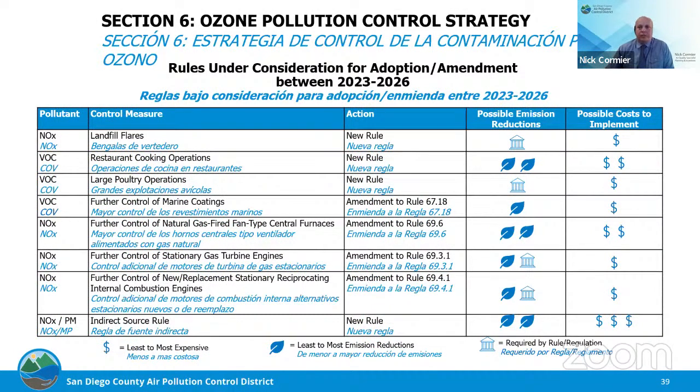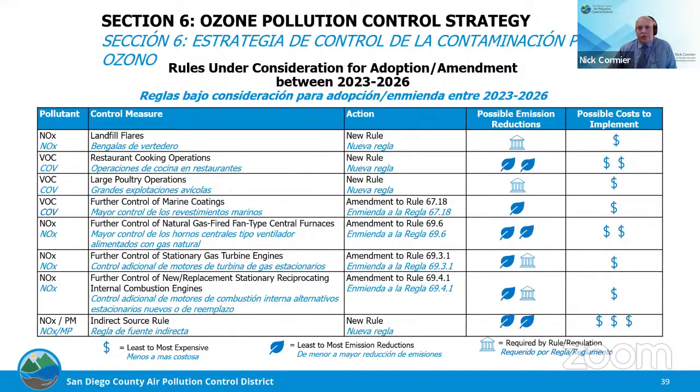The 2022 RACs proposes to schedule and adopt or amend up to 8 additional rules to further reduce NOx and VOC directly and GHG and PM indirectly over the next 3 years. These measures include some that are required by federal or state law, such as our forthcoming landfill flare rule and possible updates to our turbine and engine rules to adjust to new EPA startup and shutdown policies. It also includes measures included in the Portside Community Emissions Reduction Plan, or CERP, such as updates to our marine coating rule and the possible indirect source rule.